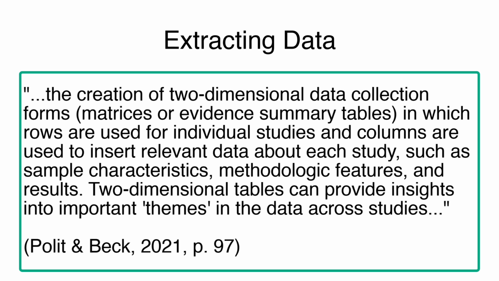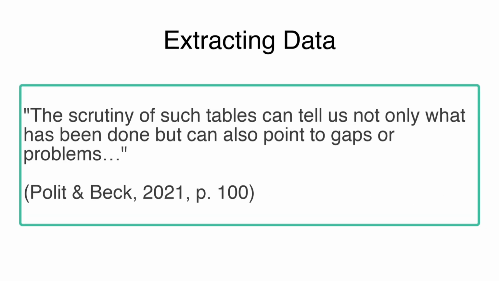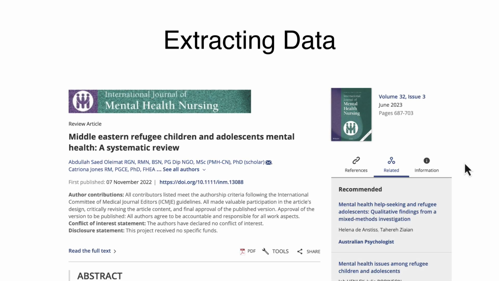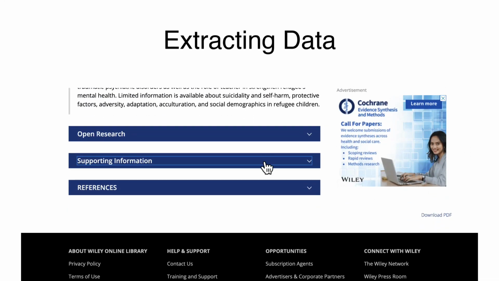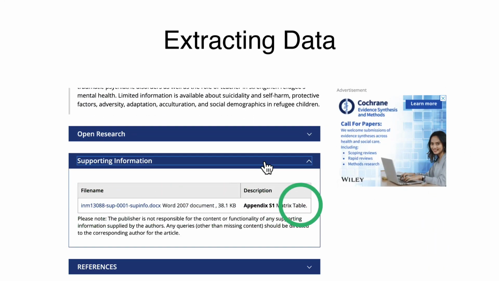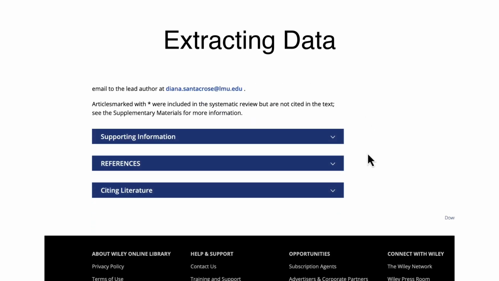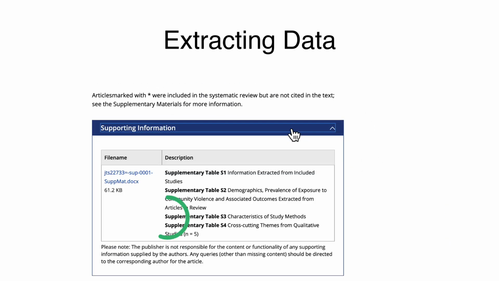Two-dimensional tables can provide insight into important themes in the data across studies. Polit and Beck further mention that the scrutiny of such tables can tell us not only what has been done, but can also point to gaps or problems. Matrices are not always included in the documents of systematic reviews. However, some are stored as supplementary material, which can be found at the publisher's website where the article is listed.